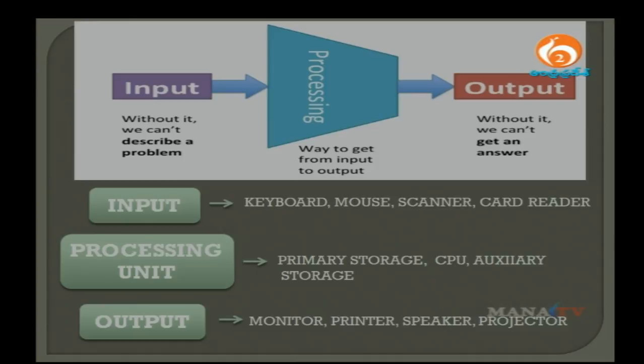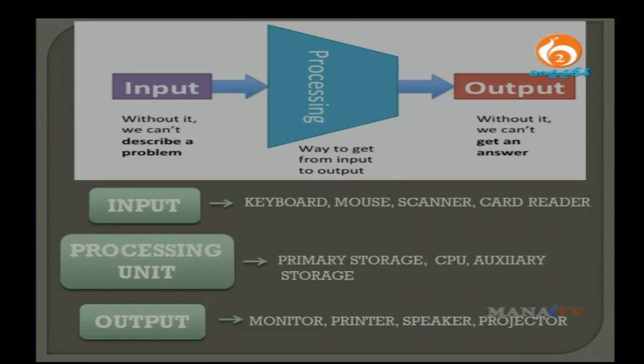So now let us go to the next PPT, that is what is input, what is processing, what is output. Now I'll tell you what is input. Input devices in a computer are the keyboard, mouse, scanner and card reader. If you can see the diagram above, it has input, an arrow to processing, an arrow to output. Input is where you are the hero and the main player. Input is being done by you.